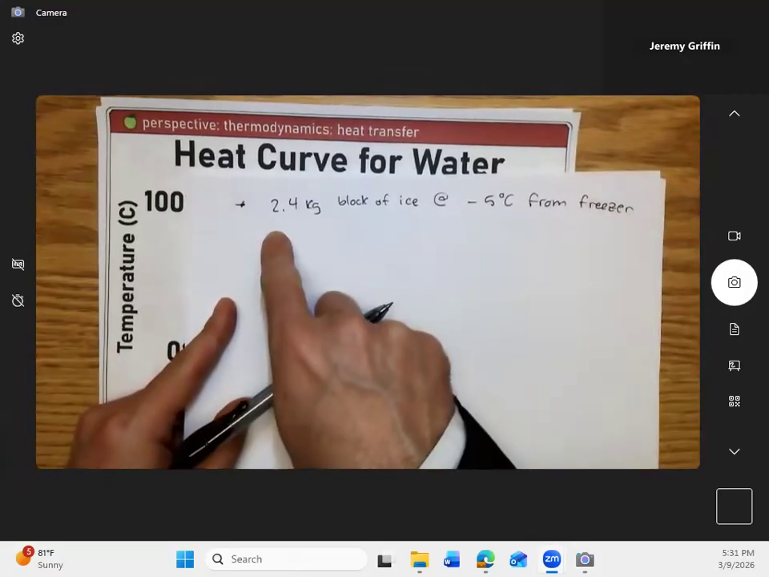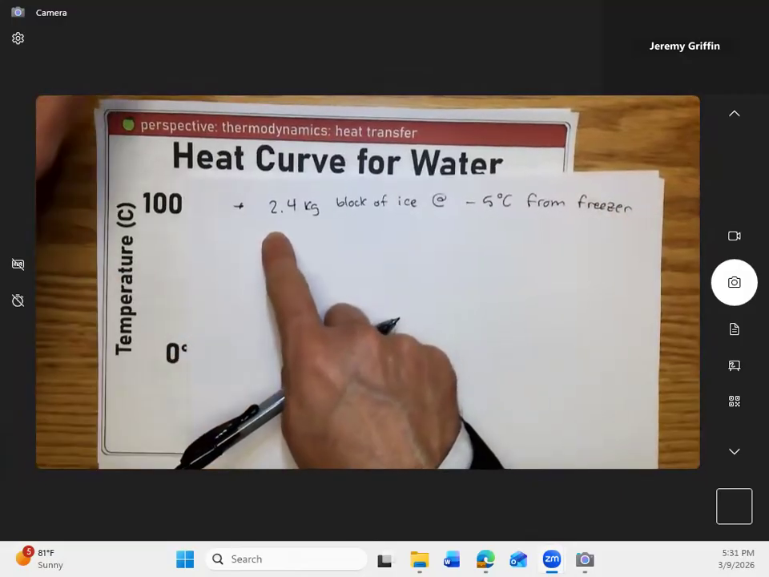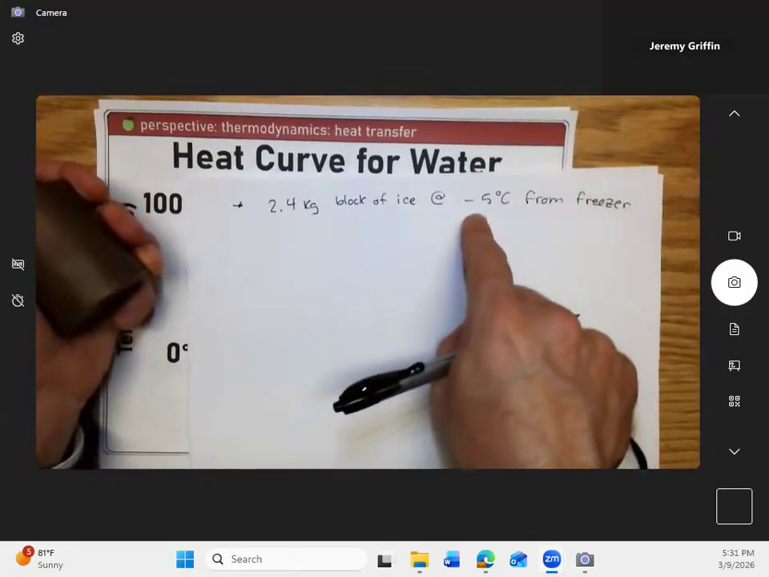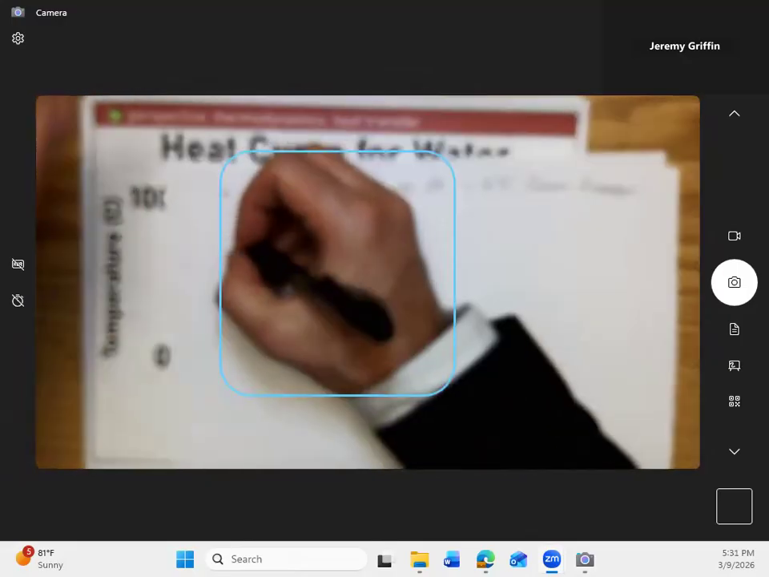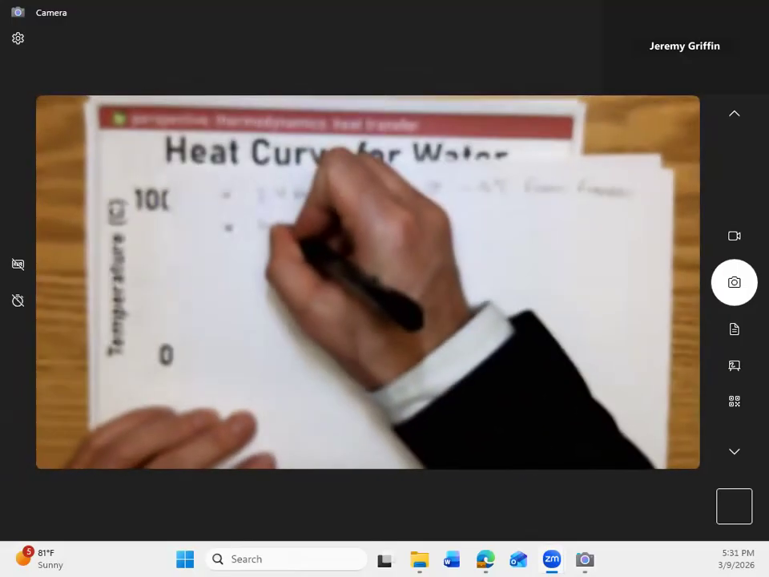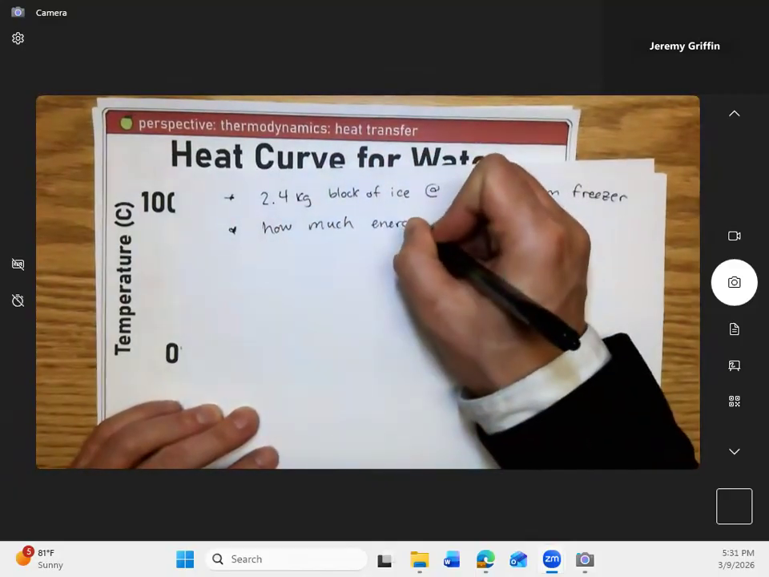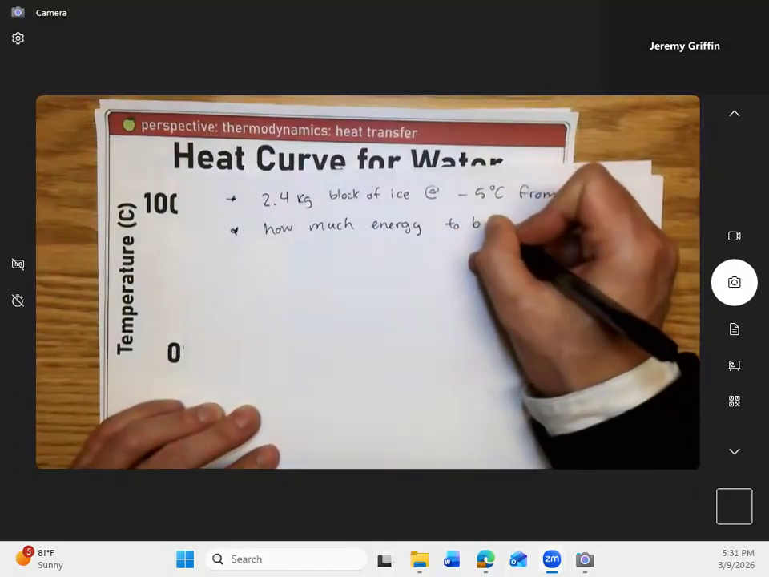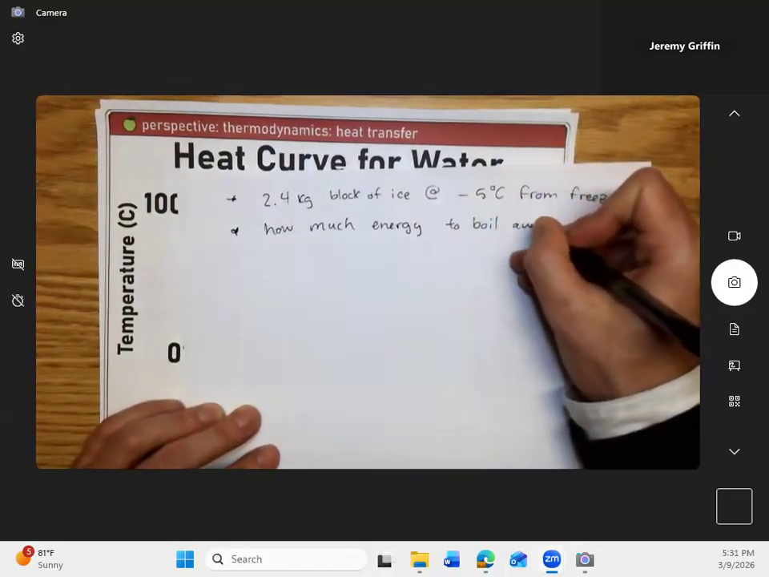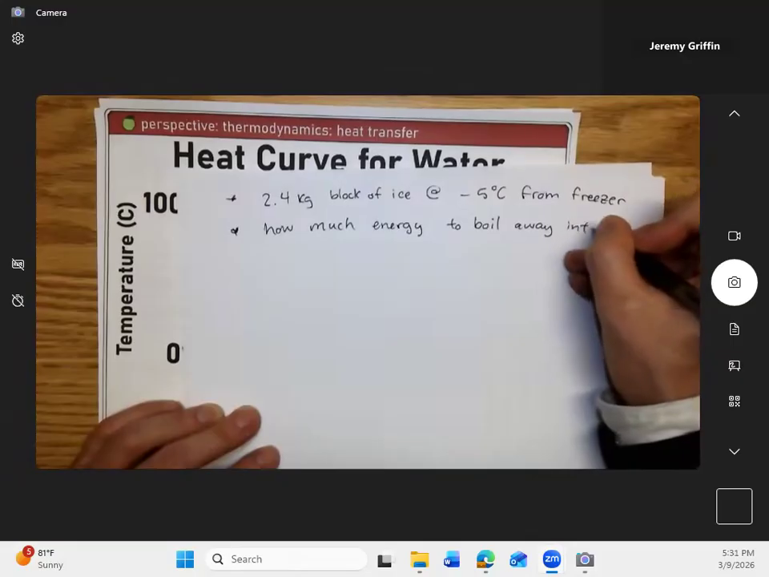Right, so there's a scenario. Got this 2.4 kilogram block of ice. Okay, get that out of the freezer. Yeah, it's at -5 degrees Celsius. I'm going to put this on the stove, okay, and I want to know how much energy to boil it away into steam.